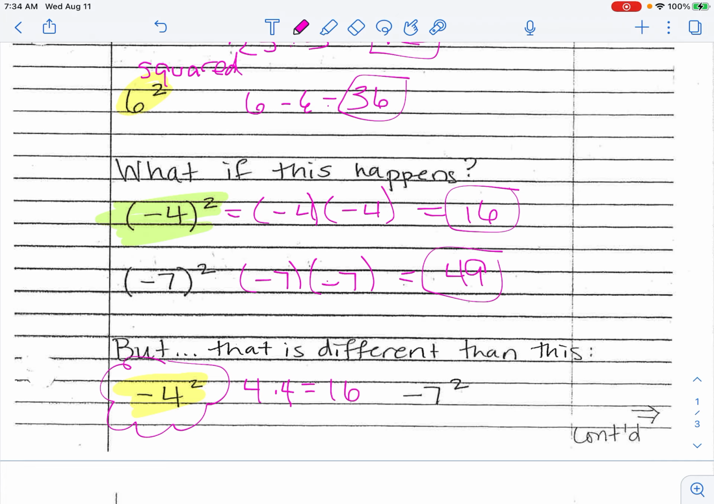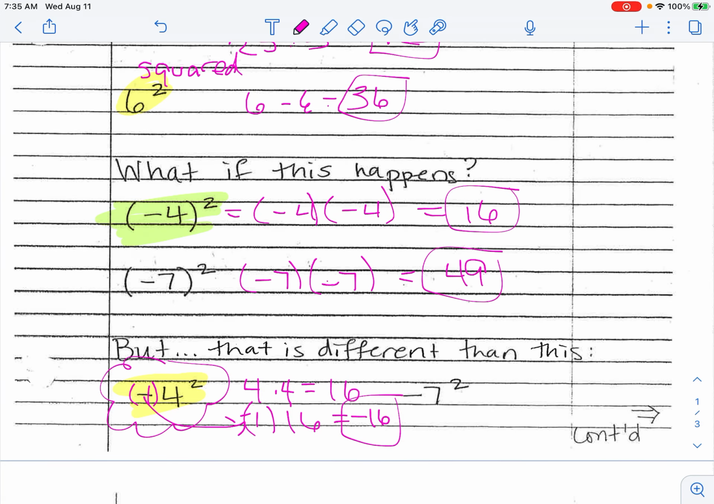Now this negative out here, what I'm going to do is I'm going to put a little parentheses around my negative sign out here. I could call that negative, or I could call that -1. So I'm going to take my answer of 16 now, and I'm going to pull that negative sign from in front of my -4, and I'm going to multiply my answer times -1. So that answer would be -16.